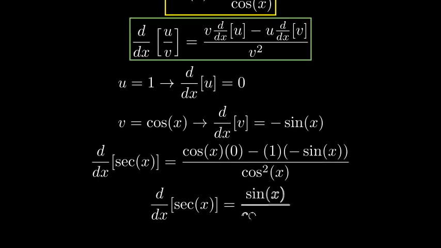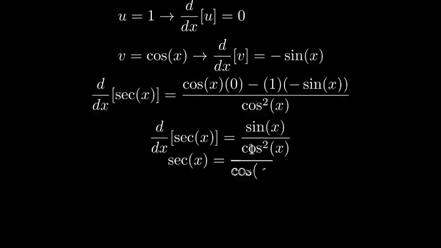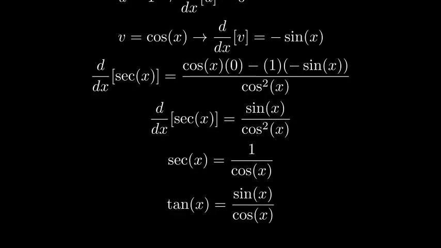Let's simplify this expression. The first term becomes 0, and the negative of a negative becomes positive, giving us sine of x over cosine squared of x. Now, here's where we use some trigonometric identities.